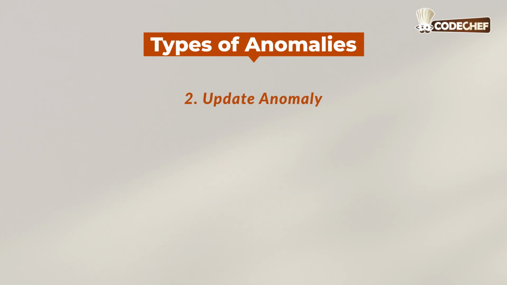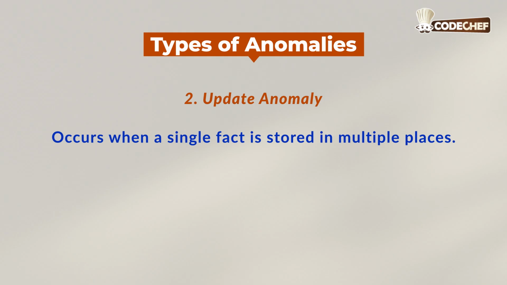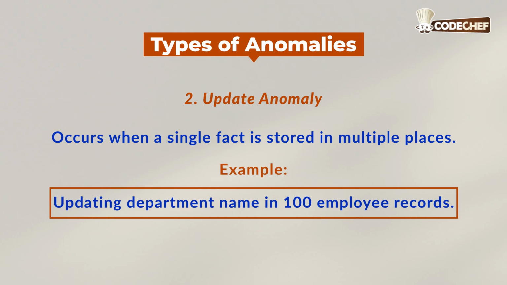Second is update anomaly. It occurs when a single fact is stored in multiple places. Example, updating department name in 100 employee records. So let's suppose I want to update the name of a department in one table, but the department name is being used in 100 other employee records. So it is very important that if I am updating the department name in one table, then the department name is updated in the other records as well, which are using this column. And in case we fail to do that, it creates update anomaly.